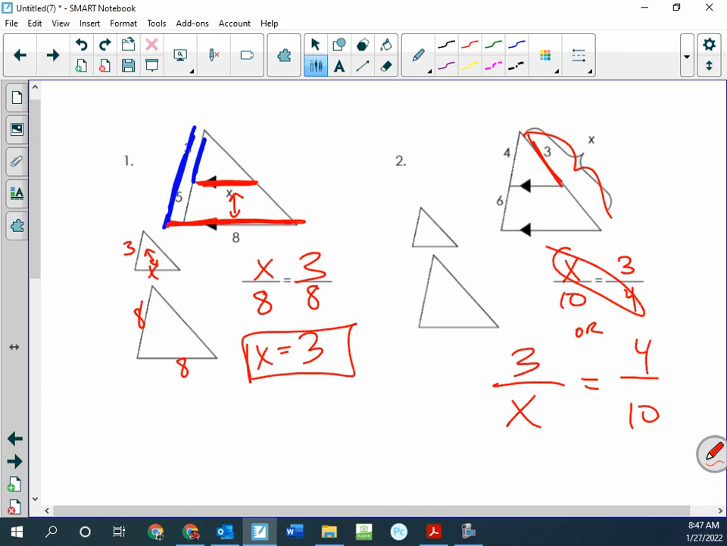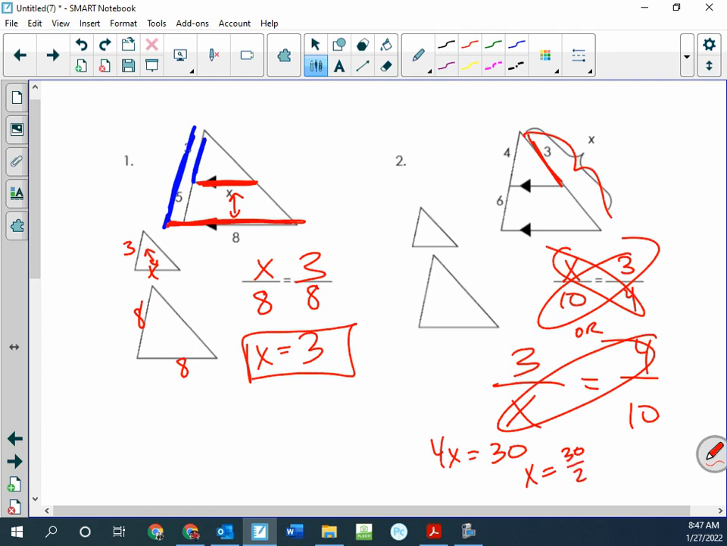There's a right answer. We get 4x. Notice that's the same that we get from this. 4x equals 30. 30 divided by 4 is 15 over 2, 7.5.